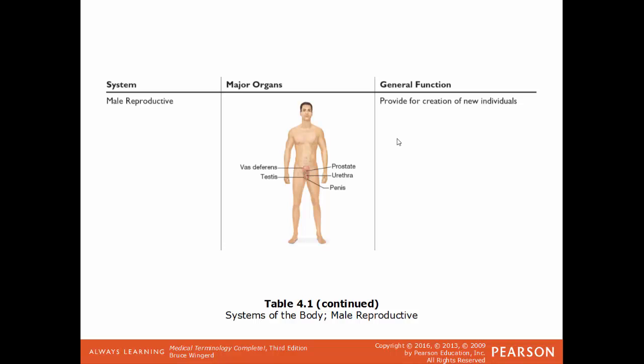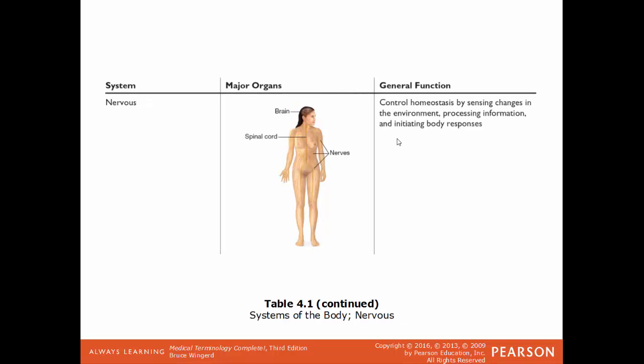Of course, the general function is for the female to provide for the creation of a new individual. Nervous system, of course, the brain and the spinal cord, various nerves. The function here is to control homeostasis by sensing changes in the environment, being able to process information, and then initiating your body's response to those changes.